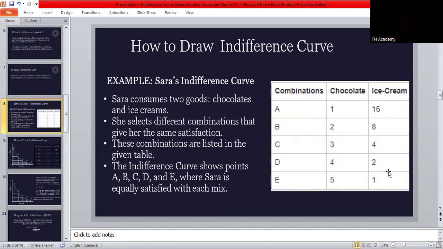Here the table is given with combinations of chocolate and ice cream. Combination A includes 1 chocolate and 16 ice creams. Combination B includes 2 chocolates and 8 ice creams. Similarly, combinations C, D, and E include 3, 4, and 5 chocolates, and ice creams are 4, 2, and 1. So these are the combinations which we represent as A, B, C, D, and E. When you plot these points on a graph, we will get a smooth downward curve sloping like that.